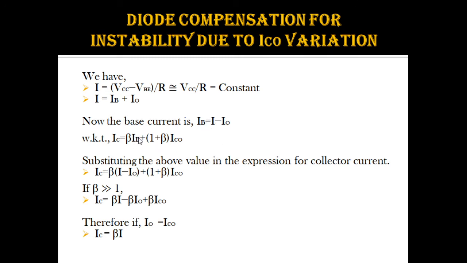You know the IB value, right? Substitute it in this expression and you get this. So suppose beta is very, very much greater than 1, and therefore this I naught is also equal to ICO. Then you will get the final expression as IC is equal to beta I. So I is almost constant, and if I naught of the diode and ICO of the transistor track each other over the operating temperature range, then IC remains constant.